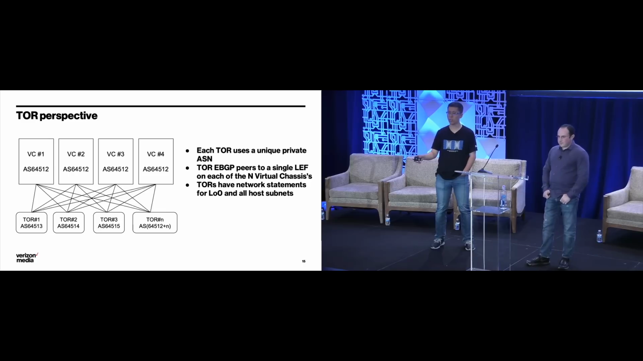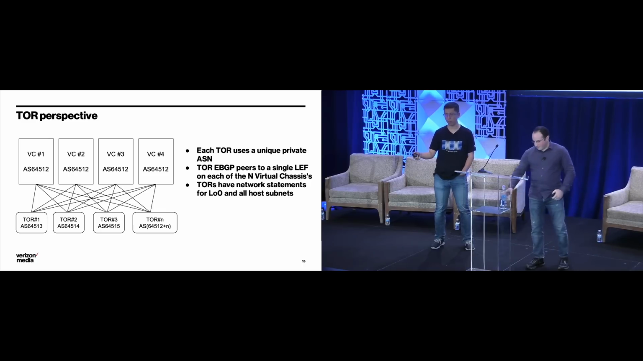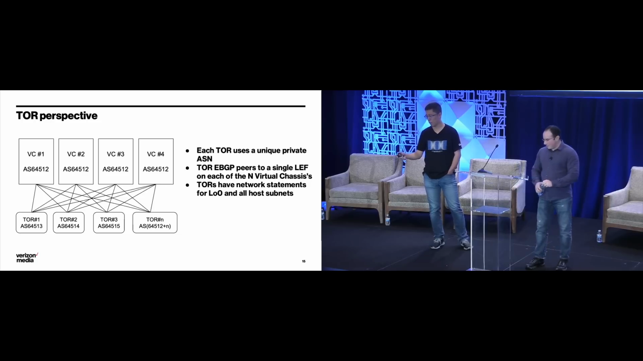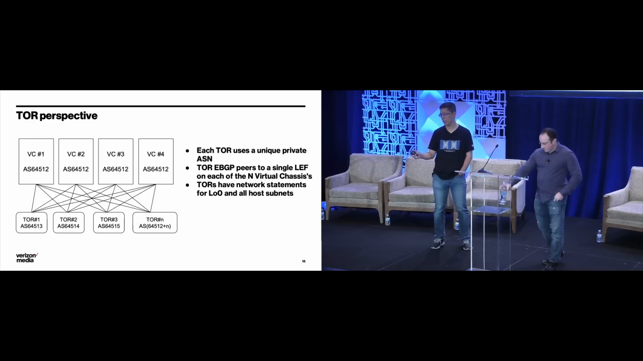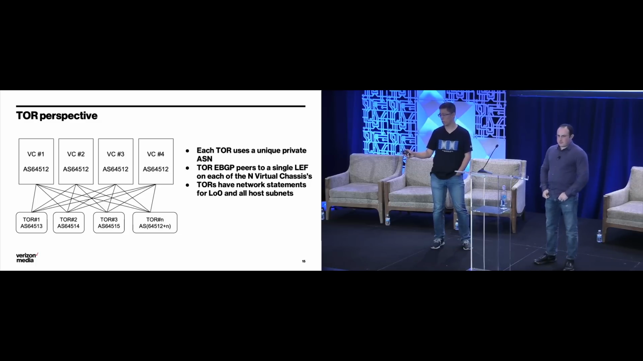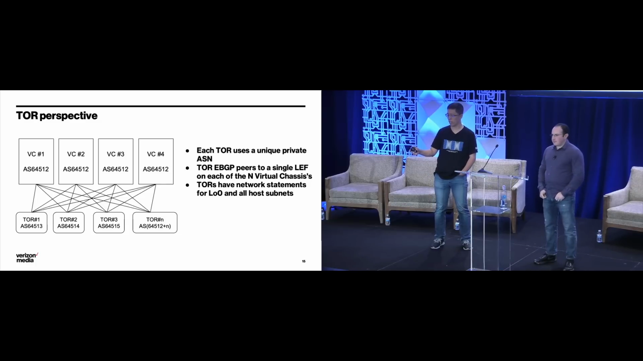And each of the tors will actually run a different AS number from each other and from the VCs as well. So each of the tors actually runs a BGP peer to a single leaf on each one of these virtual chassis. And they also have the network statement for the loopback addresses and all the host subnet, and they are advertising to each of these VCs.